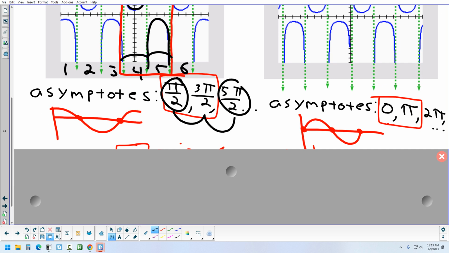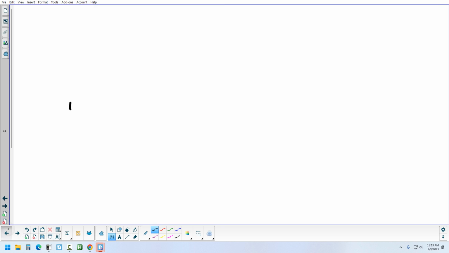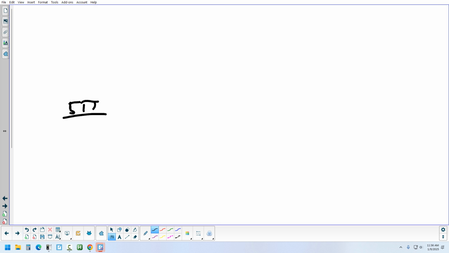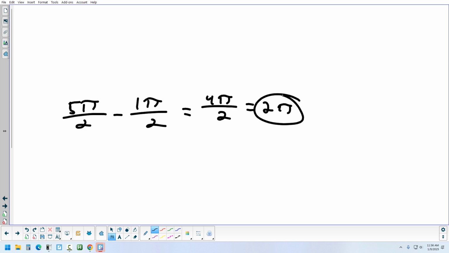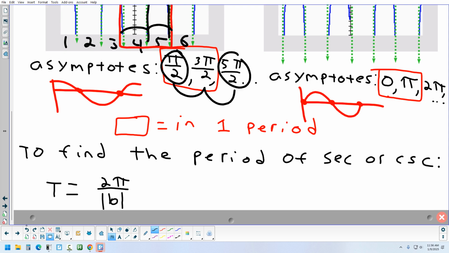If you want to find the distance between 2 numbers, what do you do with them? Subtract them. So let's take 5 pi over 2 and 1 pi over 2. What's 5 pi over 2 minus 1 pi over 2? 4 pi over 2, which is 2 pi. The length of the period is exactly the same as it is for sine and cosine. And I wrote that down right there.